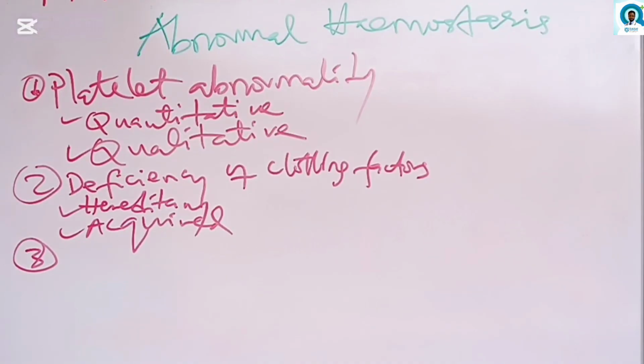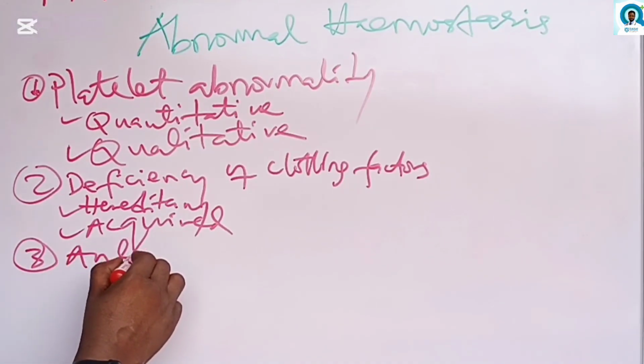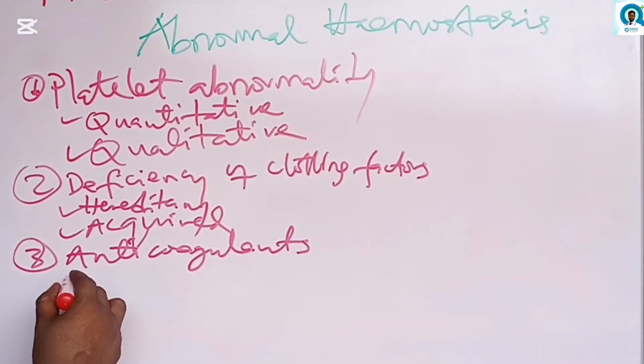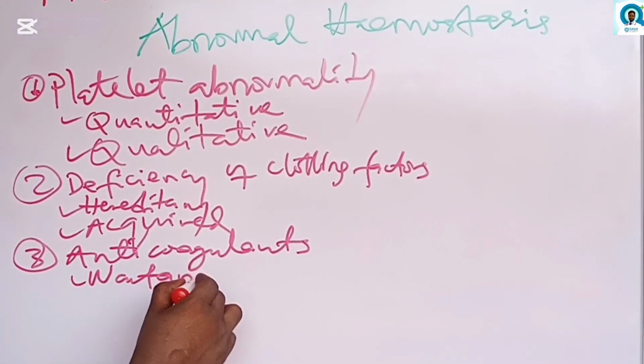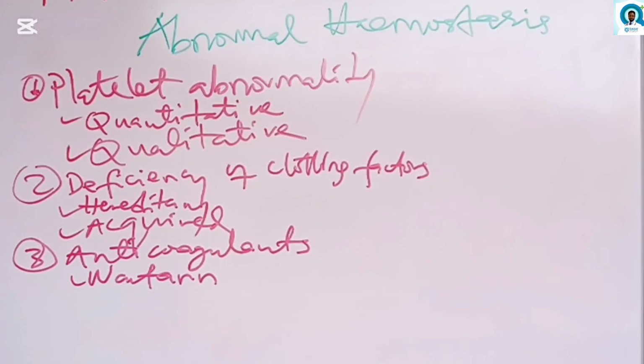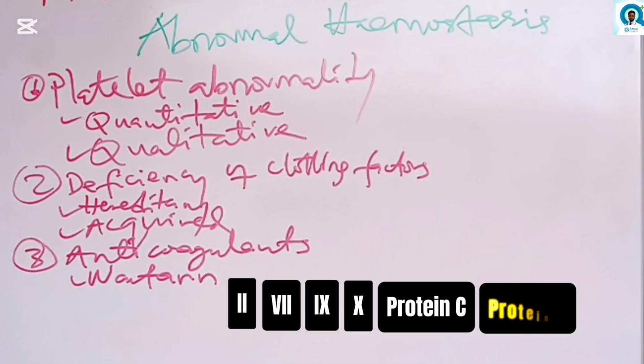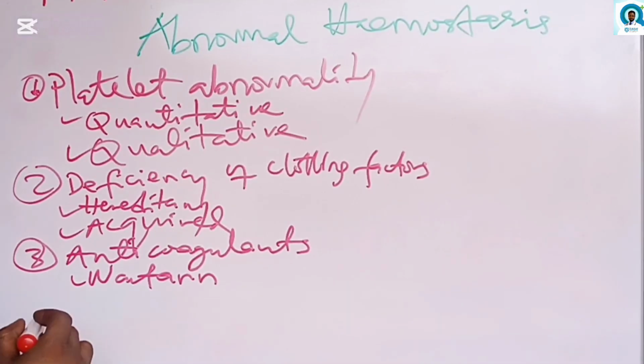Anticoagulants can also cause abnormalities in hemostasis. Examples include warfarin, which interferes with hepatic synthesis of vitamin K-dependent clotting factors, that is, factors 2, 7, 9, and 10, as well as protein C and S. Heparin also affects blood coagulation.